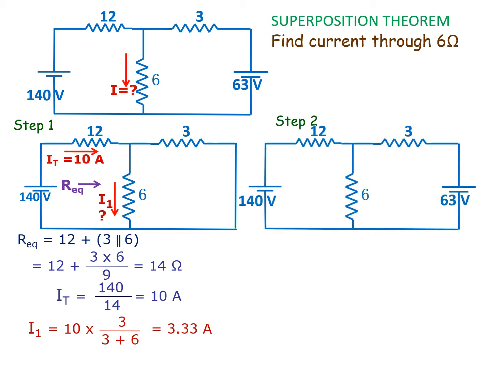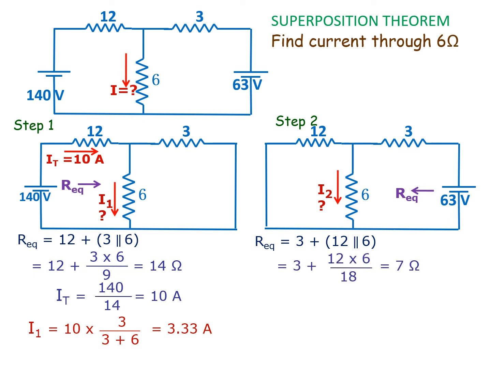Here we consider only the 63 volt source acting and make the 140 volt source reduce to 0 volts. Reducing to 0 volt means short circuiting the terminals of the voltage source. For this circuit, we have to find out again the current I2. Let us find out the equivalent resistance. It is 3 in series with 12 and 6 in parallel. It becomes 3 plus 12 into 6 by 12 plus 6, 7 ohms.